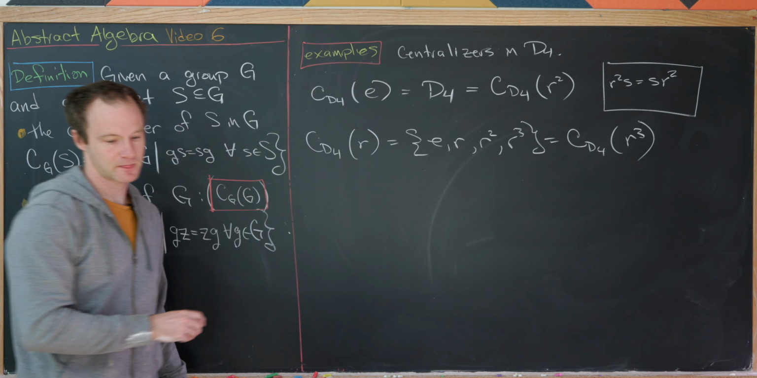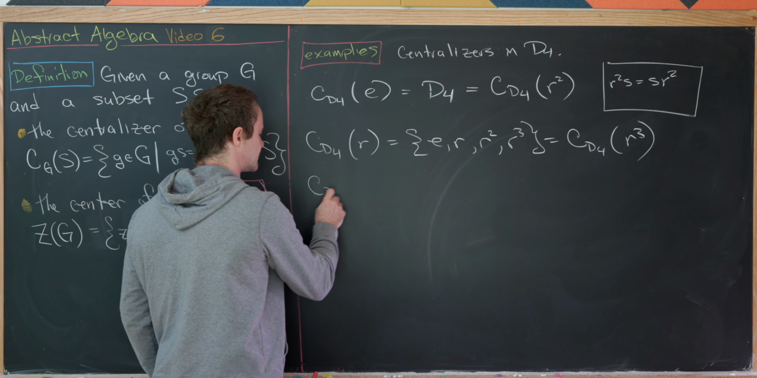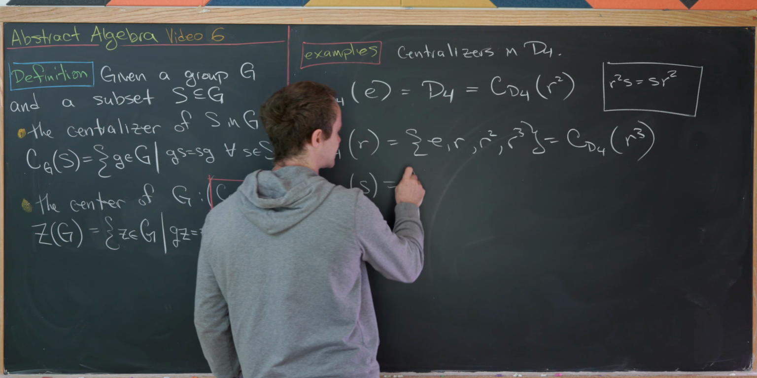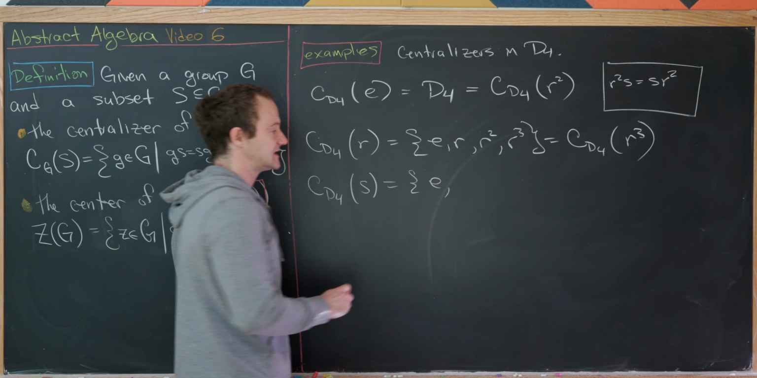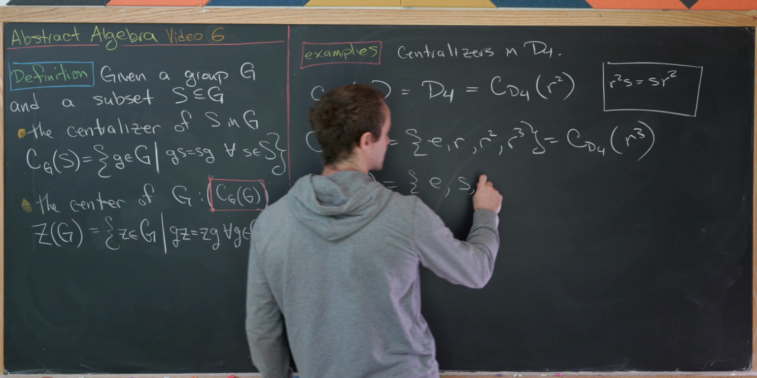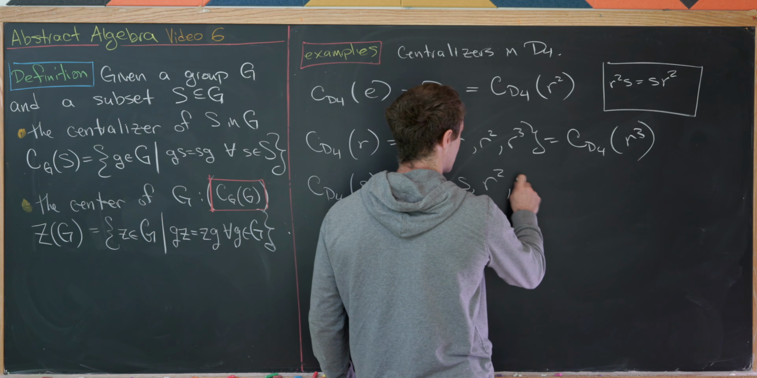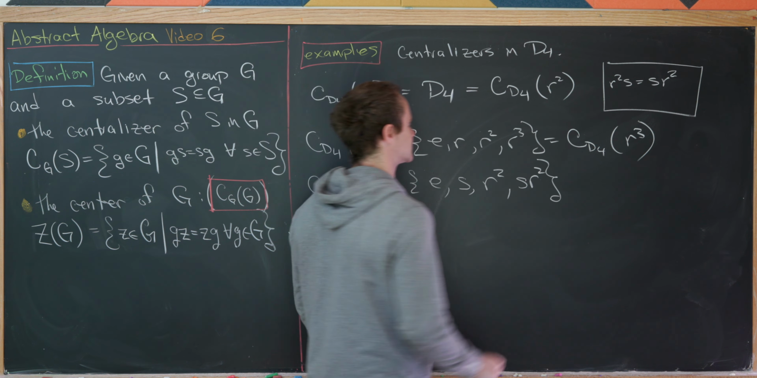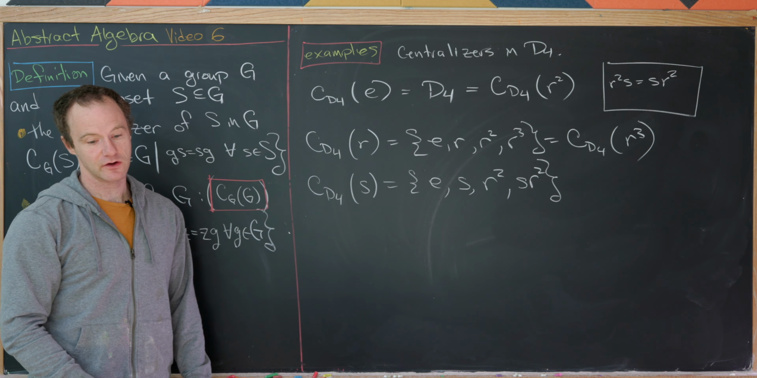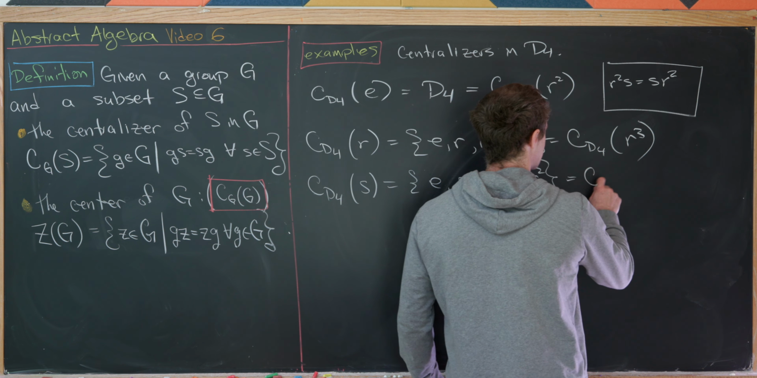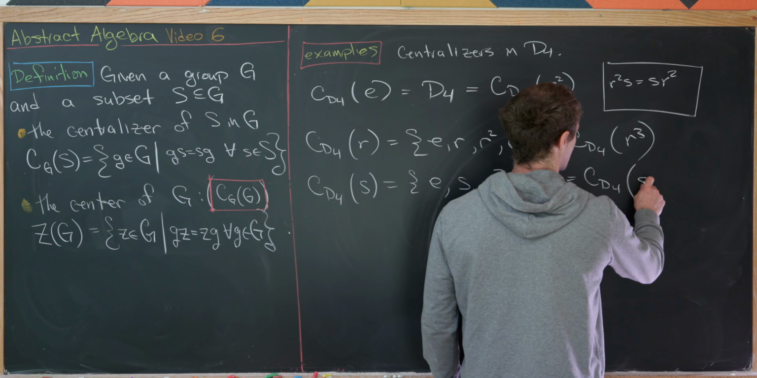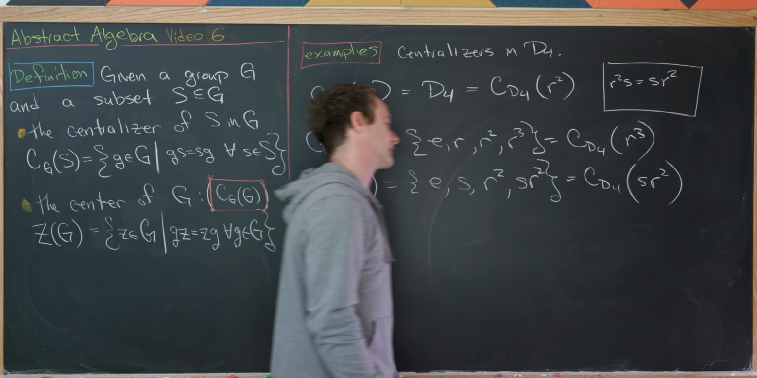Okay, nice. Now let's look at the centralizer in D4 of S. So that'll contain the identity, it'll contain S itself, it'll contain R squared, and it'll contain SR squared. It'll contain those 4 elements. And indeed, this is the same thing as the centralizer in D4 of SR squared.